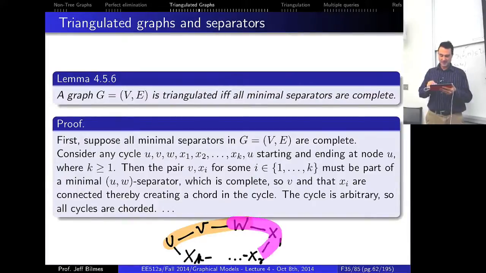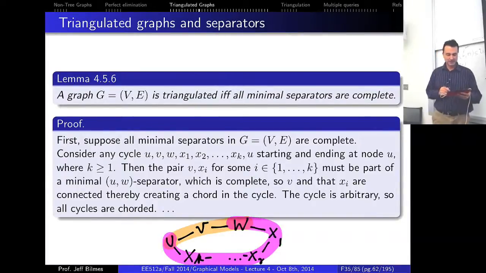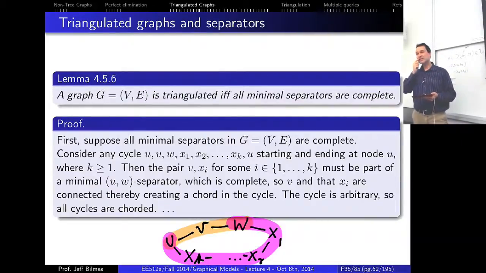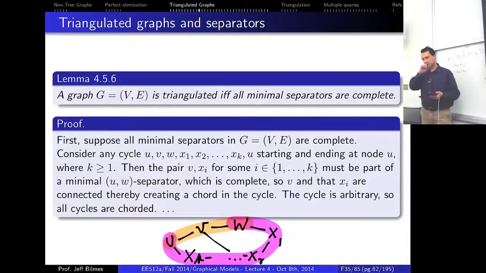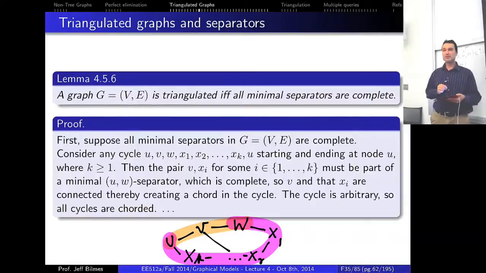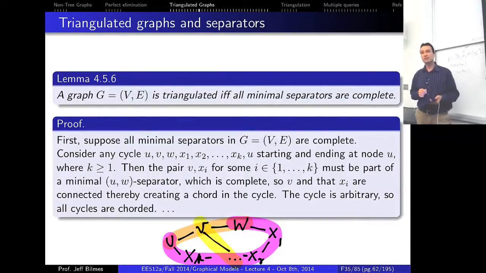So here's another path from U to W, right? So basically, there must be some pair. V is part of a minimal separator, and there must be some other X somewhere along this line, which is part of a minimal separator, right? Let's just say it's some X. But basically, since it's the case that all minimal separators are complete, that basically means that this edge, this yellow edge right here, constitutes a chord in that cycle.